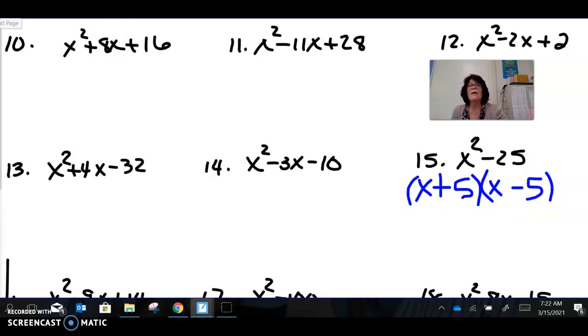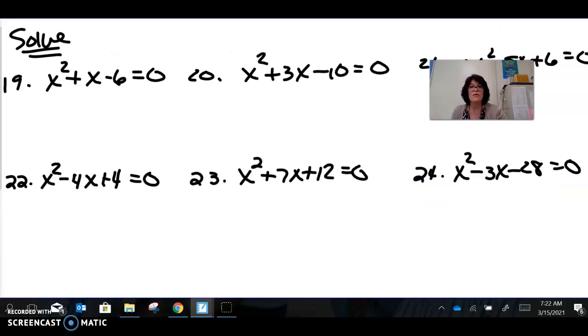Now let's scooch down a couple more columns to number 23. Here's what's different, guys. Be careful. We had this issue on the Schoology assignment that we did last week. We're solving now. Notice now it says equals 0. The other directions were factor. Now it's solve. So let's look at number 23.